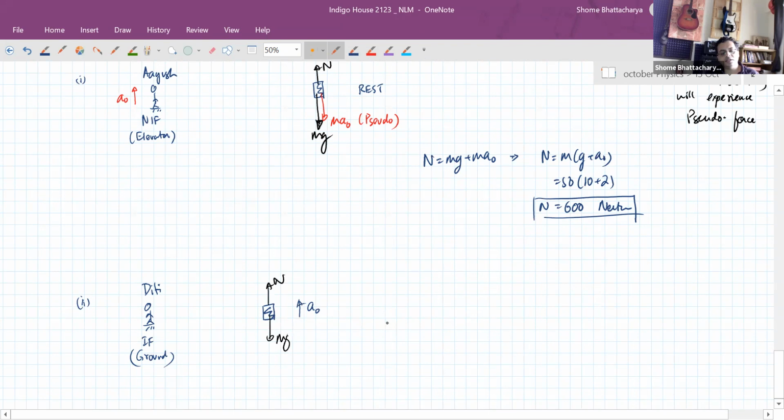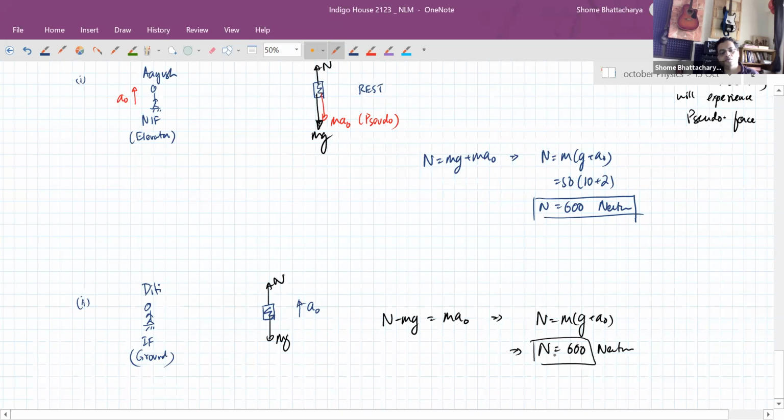Something must be pushing it upwards, and that net force is N minus mg. So that is equal to mass into acceleration. So again, that gives us the same result at the end of the day. But here basically the idea is that N minus mg is the net upward force, which equals mass into acceleration.